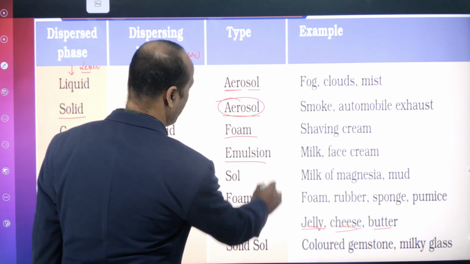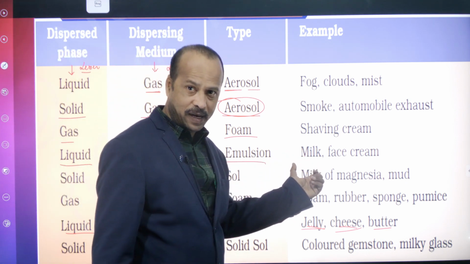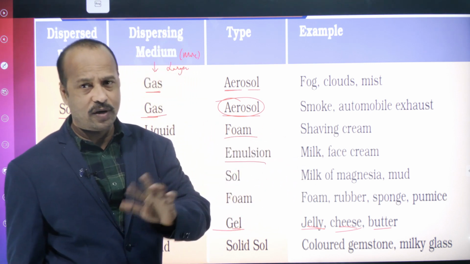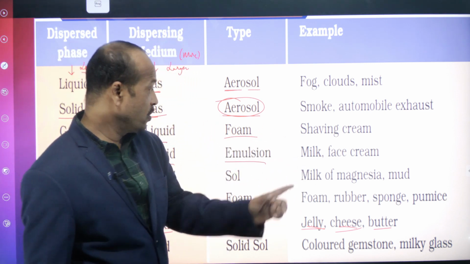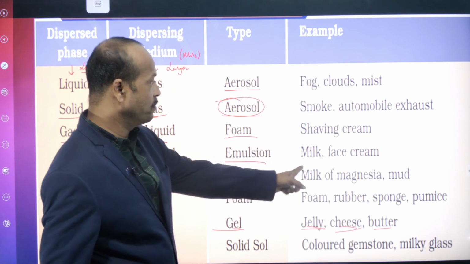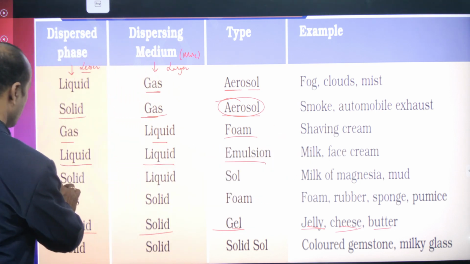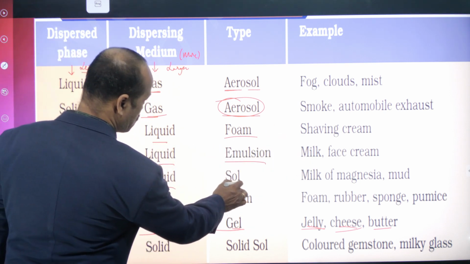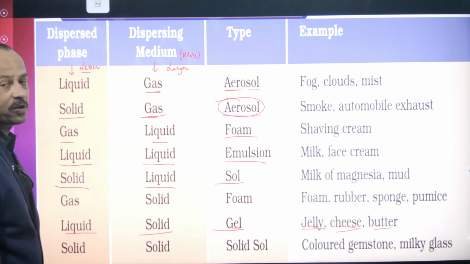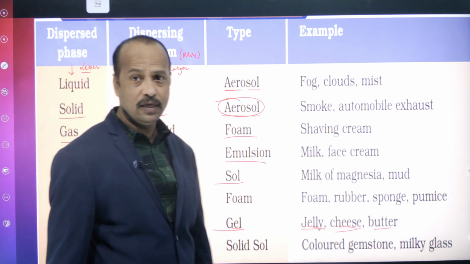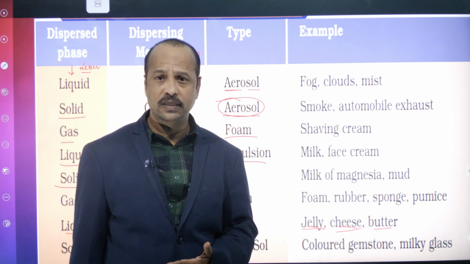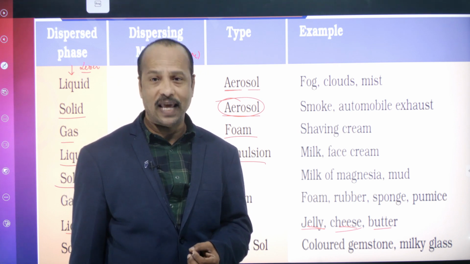That's called emulsion. Milk is actually oil in water or water in oil, and oil in water or water in oil is called an emulsion. Examples: milk and face cream. Solid in liquid is called sol, and milk of magnesia. Milk of magnesia is magnesium hydroxide, which is generally used as an antacid.